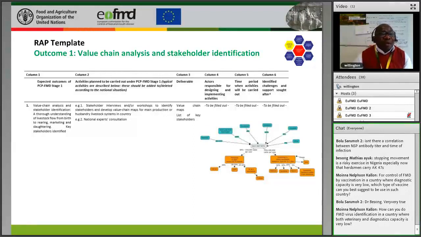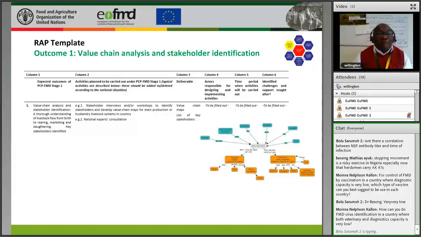This is an example of how this template is organized. You have column 1, column 2, column 3, column 4, column 5, and column 6. What is most important is to look at what is in column 1. The outcome of column 1 is value chain analysis and stakeholder identification. What are the activities that have to be done? You have to do stakeholder interviews, workshops to identify stakeholders, and develop value chain maps for main production or husbandry systems. And then you have to go into consultation with national experts and actually know the situation along the entire value chain with these stakeholders.